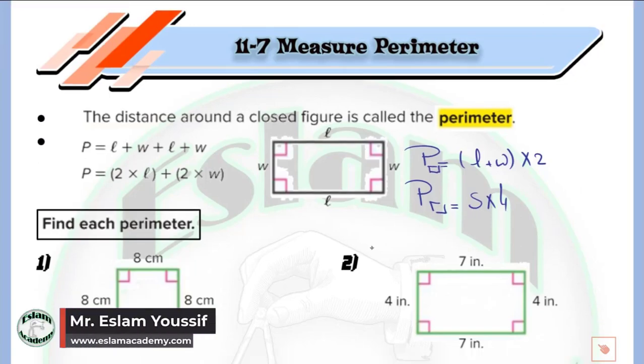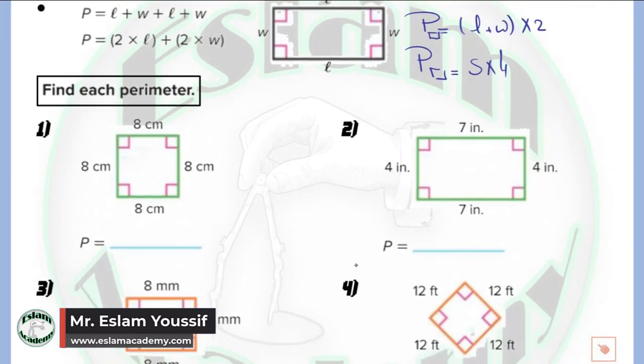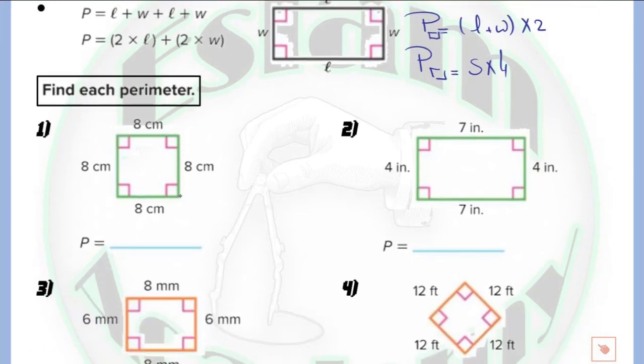So in question number 1, we need to find the perimeter. At the first, because all of the sides are equal, we are talking about a square. So the perimeter equals the side length multiplied by 4. Whatever the length of the side, just multiply it by 4. So 8 times 4 equals 32 centimeters. Just write the same unit without any change.